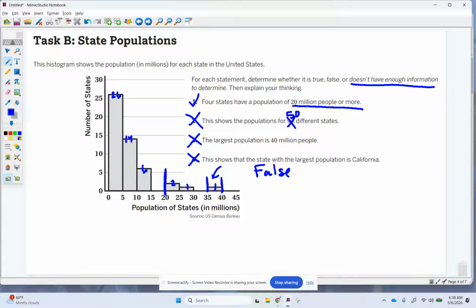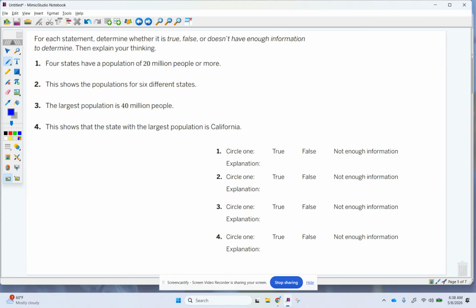So when you're looking at a histogram, you can see what's bigger or smaller than a certain number, but you can't see an individual anything. You can't see an individual state because there's no states labeled. And so in your workbook, it looked like this. I had true, false, false, and then I put false on this one and it marked it wrong. It said that not enough information was the correct answer.